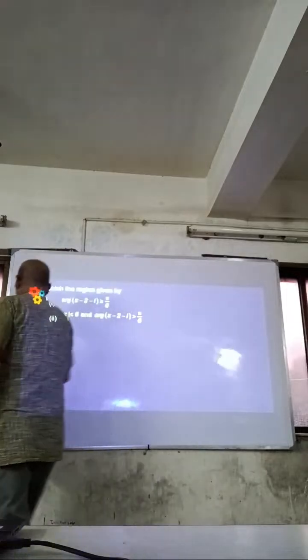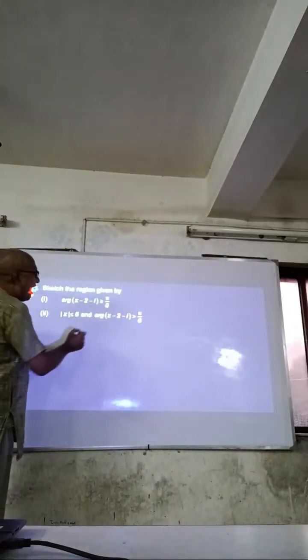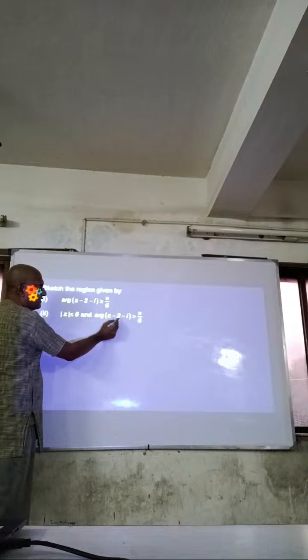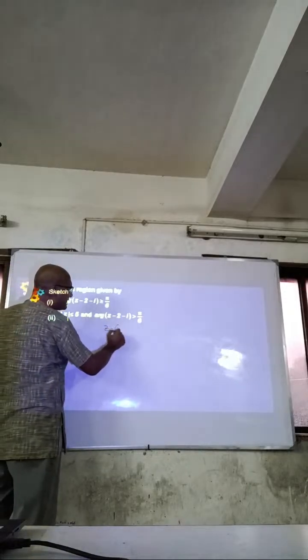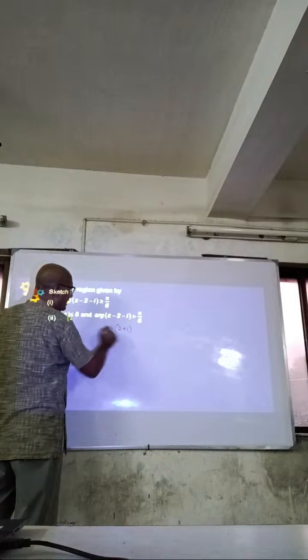What is the next part? Again, argument of this is greater than pi by 6. That is, a ray is emanating from the point.